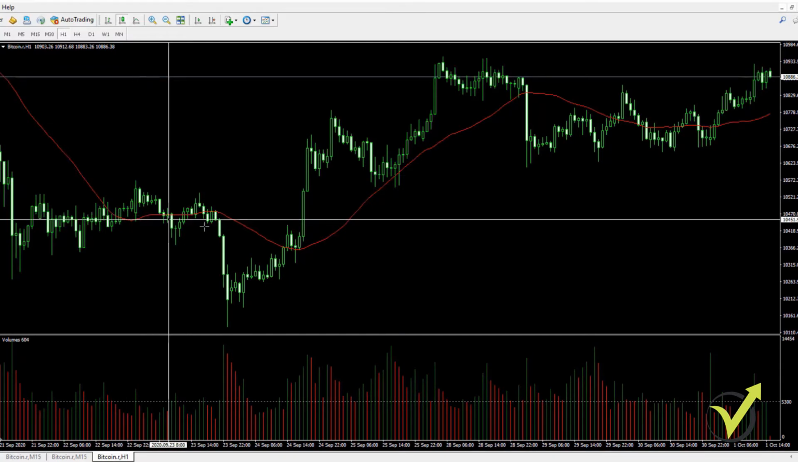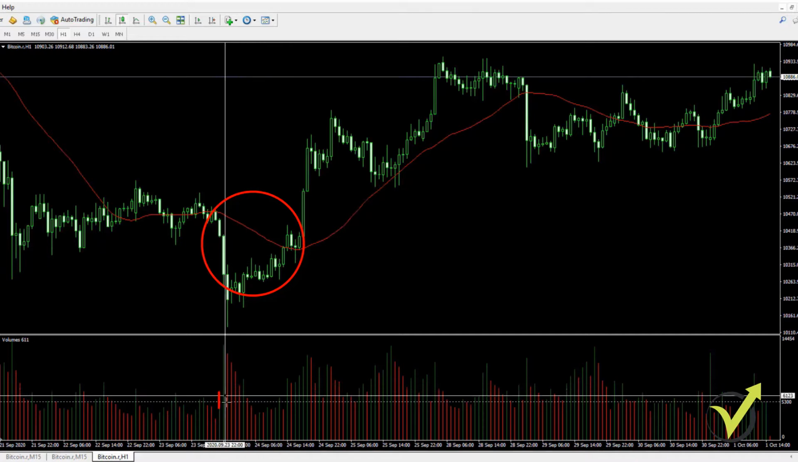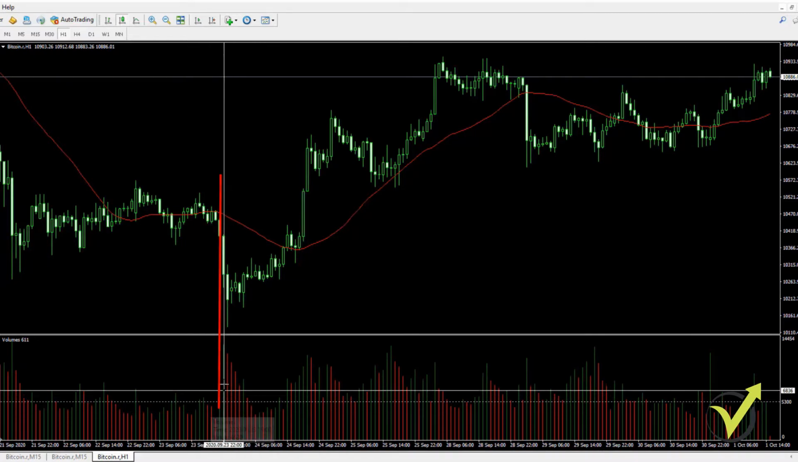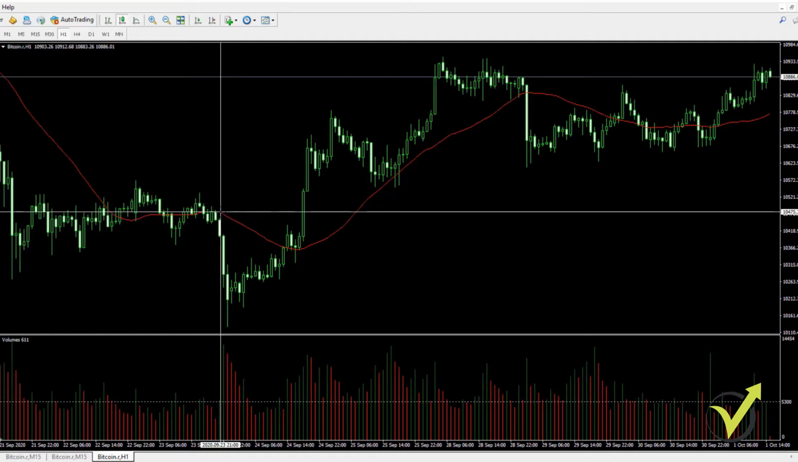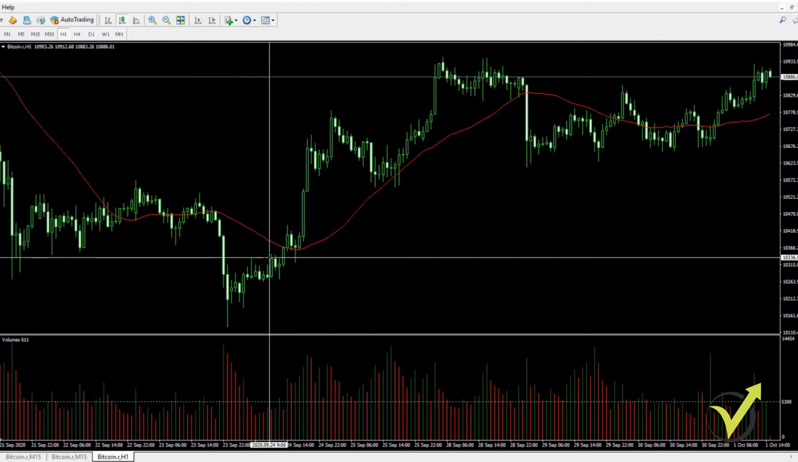Okay, so when the moving average is falling, like this case over here, if we have the break, as you see right here, we have the volumes crossing the level line, but already the moving average is falling down, so we don't have confirmation to buy.